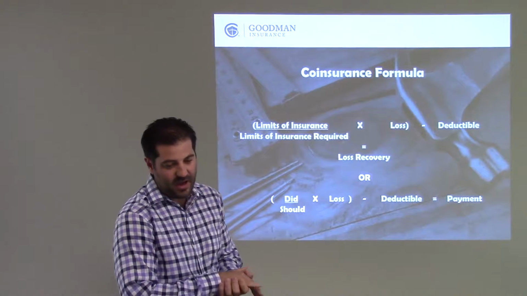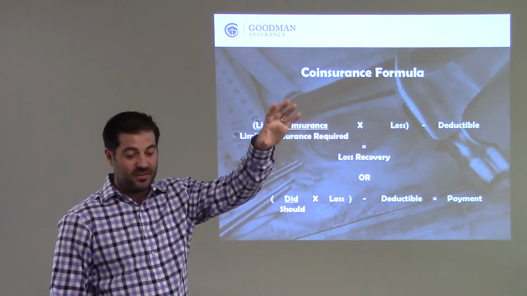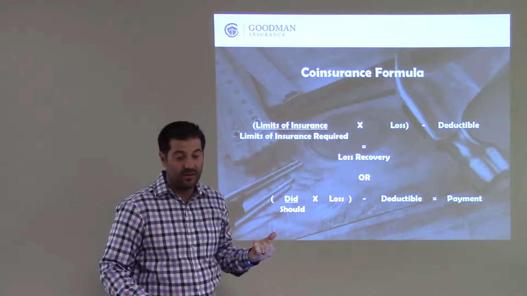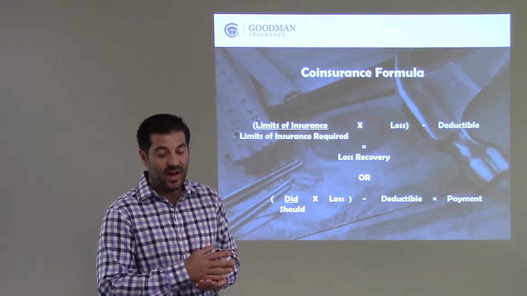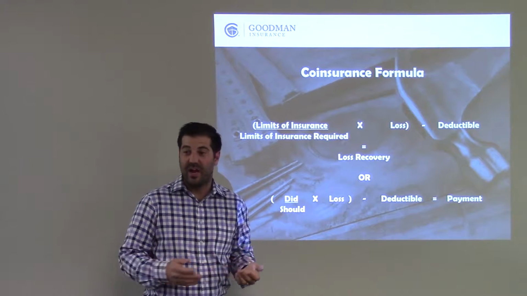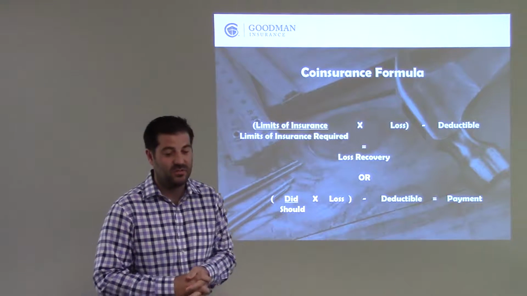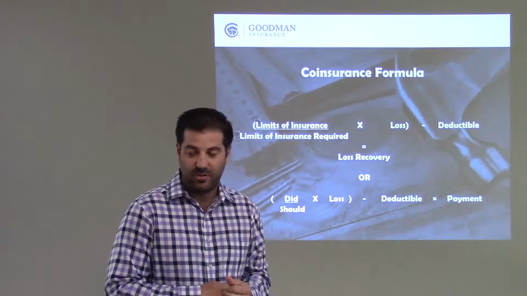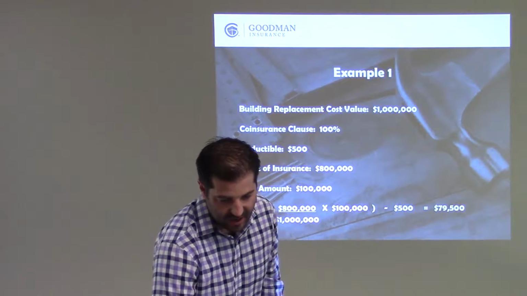So here's the formula. The more complicated version, or the language, is limits of insurance divided by the limits of insurance required. So the limits of insurance on the policy divided by the limits of insurance required, times the loss, and then minus the deductible, equals the loss recovery, or what they're going to pay for the claim. More commonly known as did over should, times the loss, minus the deductible, equals the payment.